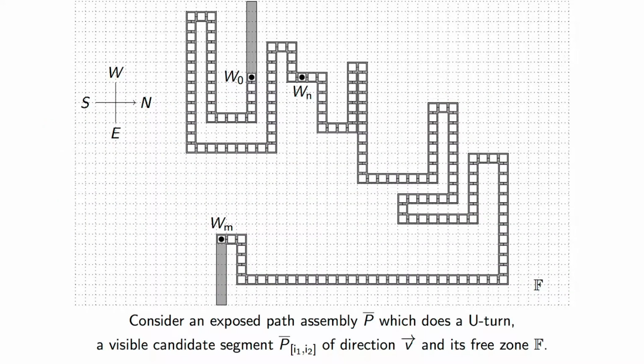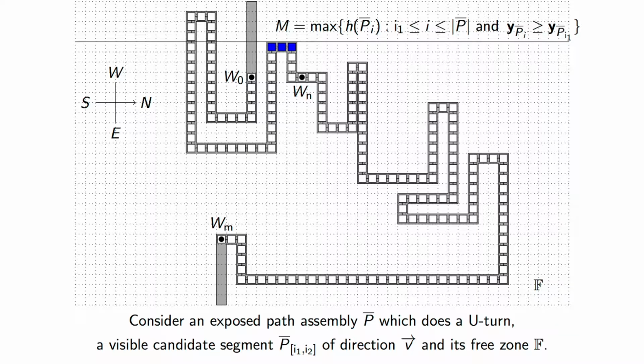Consider a path assembly P and a visible candidate segment of P which starts in I1 and ends in I2. The direction of this segment is the vector v. We consider that the path assembly P does a U-turn. We consider the free zone F associated to this candidate segment. In this example, due to space constraints, we consider that the north is on the right.